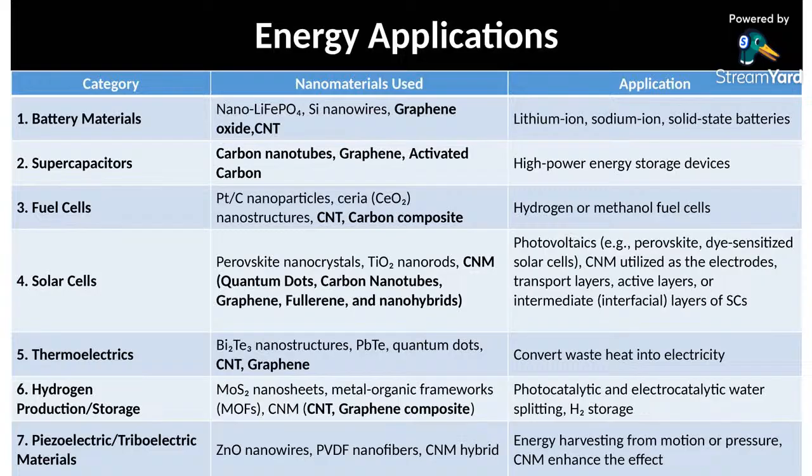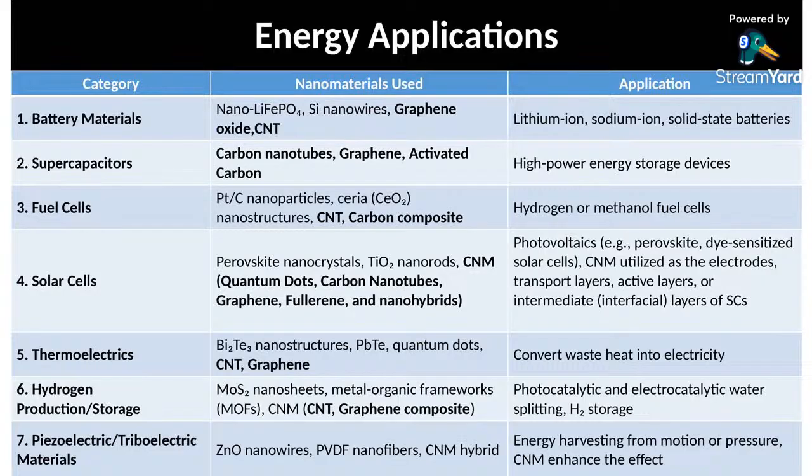Then supercapacitors, also known as electrochemical capacitors. They are energy storage devices that bridge the gap between conventional capacitors and batteries. They are characterized by their ability to store and release energy rapidly, making them ideal for applications requiring quick bursts of power. So carbon nanotubes, graphene, and activated carbon are all used for supercapacitor applications.